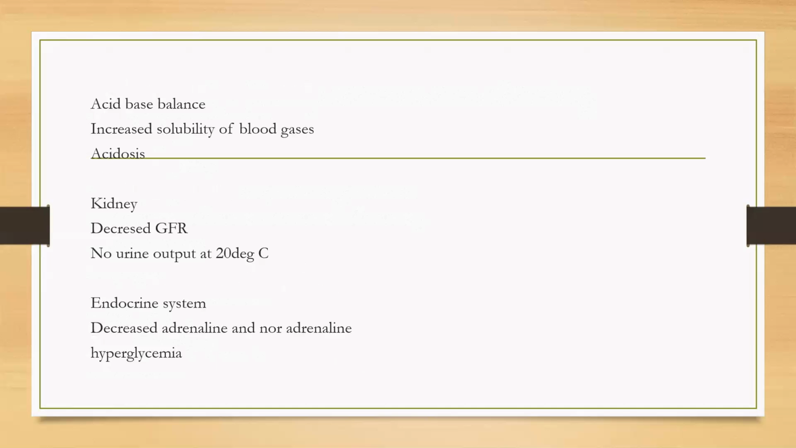Acid-base balance disturbance, like increased solubility of blood gases and acidosis. There's a decrease in GFR and no urine output at a temperature of 20 degrees Celsius or below. Endocrine system effects include a decrease in adrenaline and noradrenaline, and hyperglycemia.